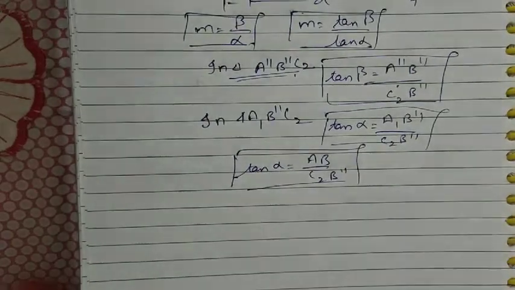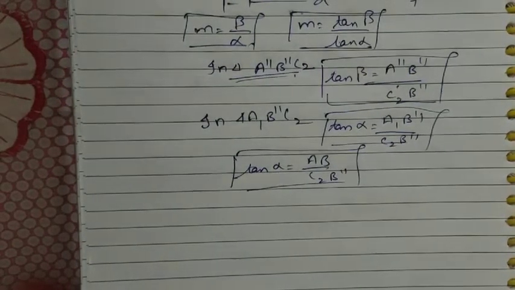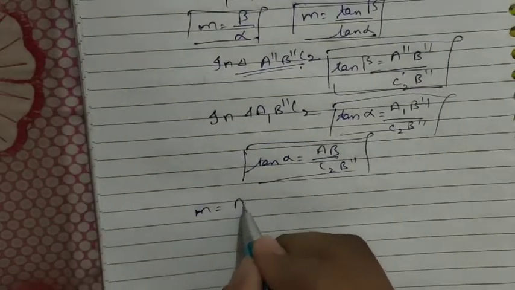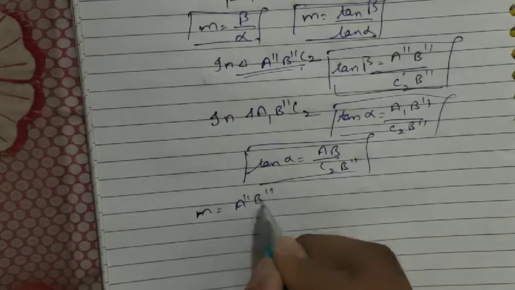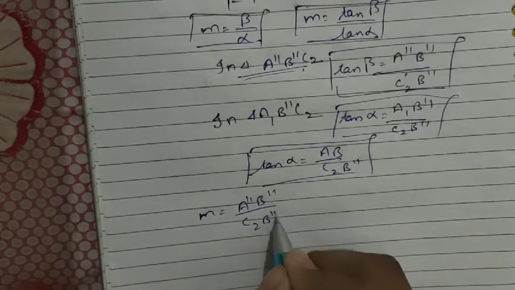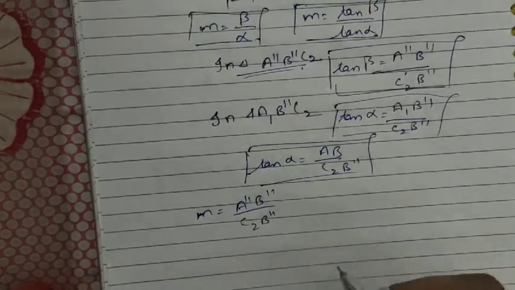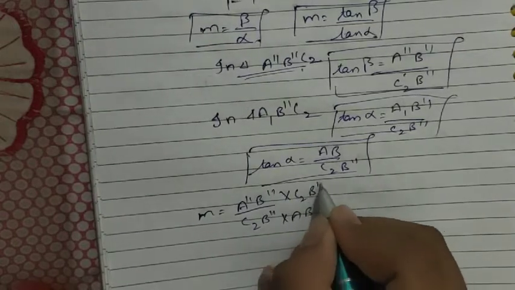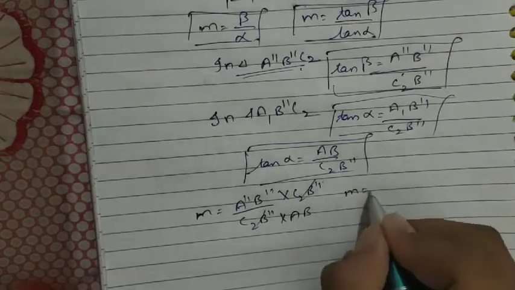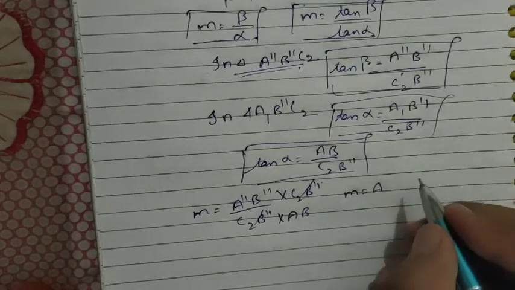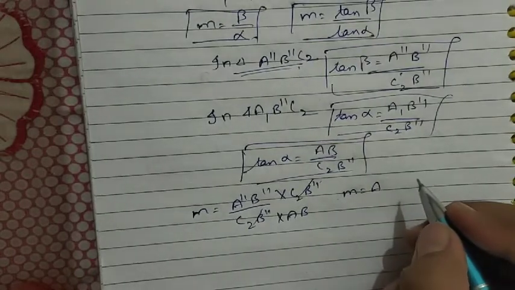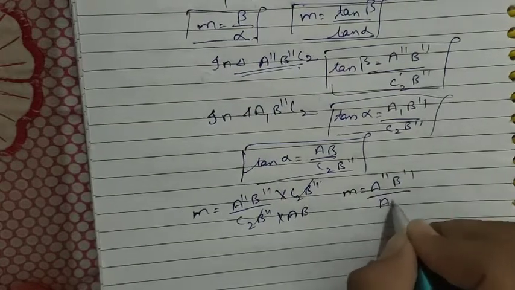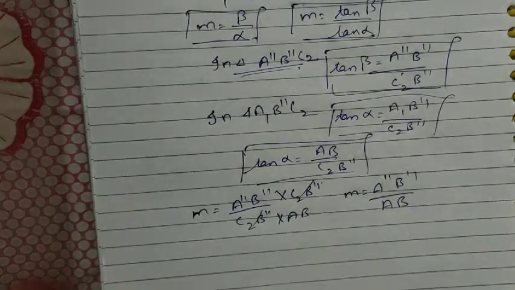Now let's divide. M is equal to tan beta divided by tan alpha, which is A double dash B double dash over C2B double dash, multiplied by C2B double dash over AB. C2B double dash cancels out. M is equal to A double dash B double dash divided by AB. Is it clear?